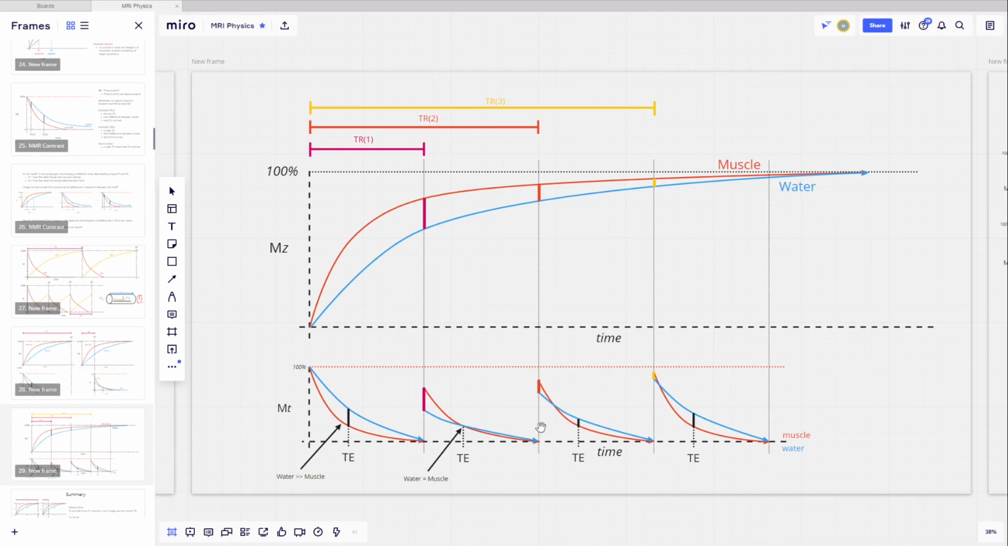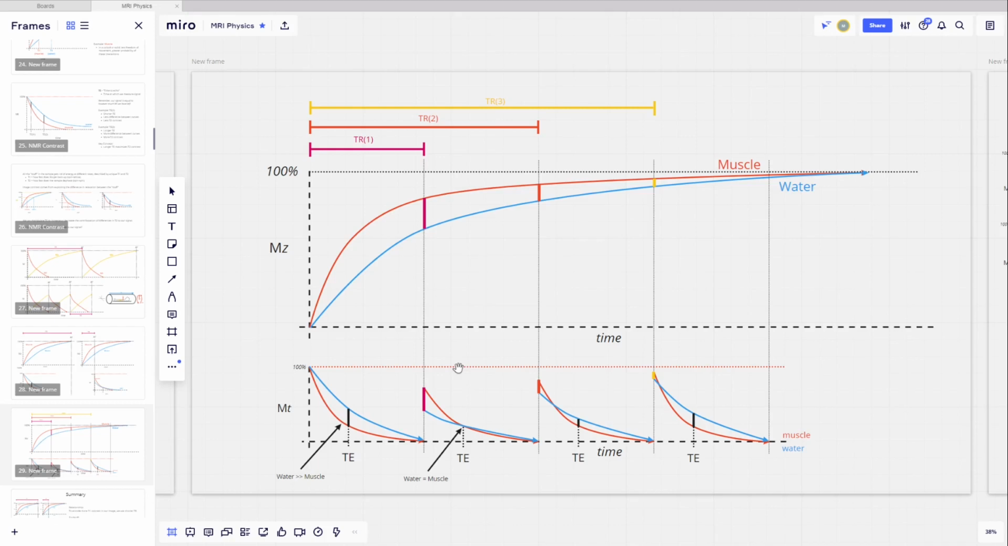So if we measure our signal here at TE, there's no difference between water and muscle. This is why trying to discriminate between, like, an abscess and surrounding tissue on a T1 weighted image, which is a short TR, is really hard, because they look the same. You have no contrast here.